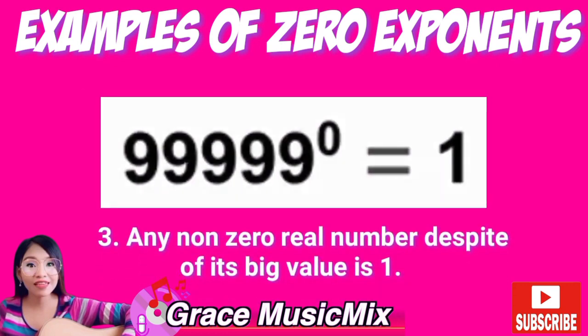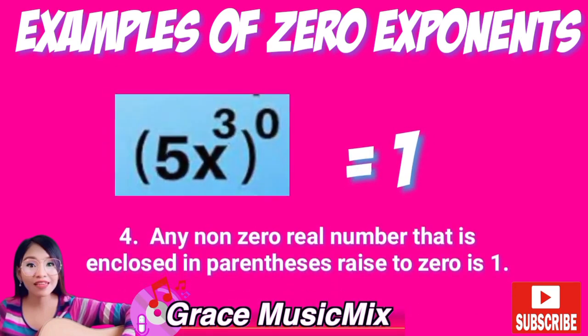Example number 3. Any non-zero real number despite of its big value is 1. Example, 99,999 raised to 0 is 1. Example number 4. Any non-zero real number that is enclosed in parentheses or root raised to 0 is 1.